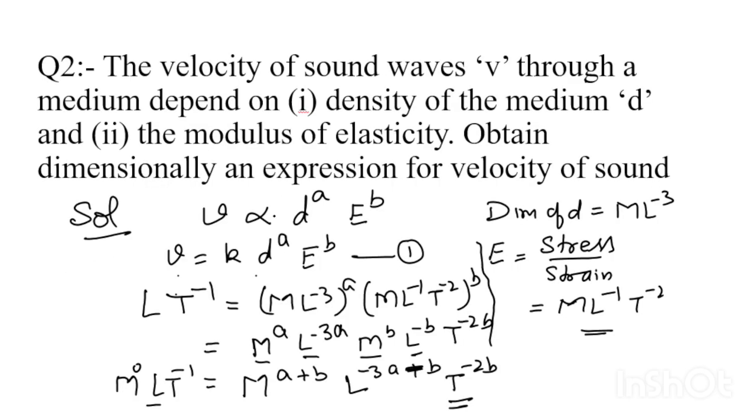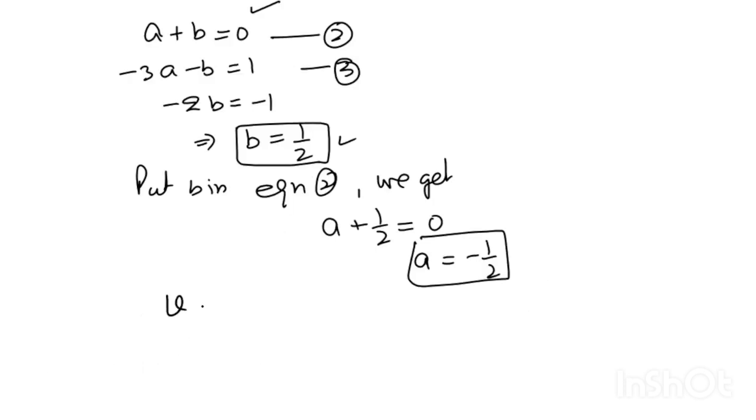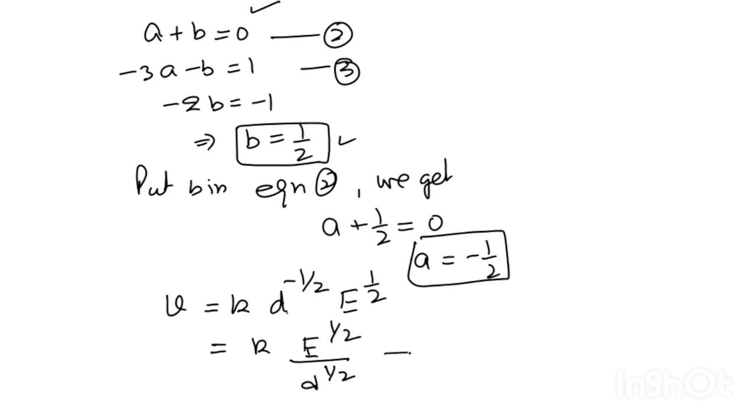Now we put the value of a and b in equation 1. v equal to k d power a e power b. So v equal to k d power minus half e power plus half. So we get k, and this shift d power minus half into denominator. So the value of e power half upon d power half. And this we also can write v equal to k under root e upon d.